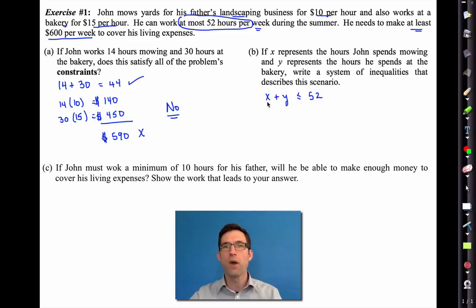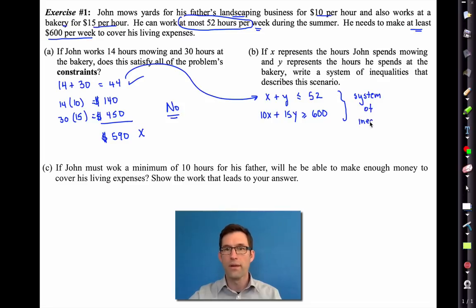So when I add the hours that he spends mowing to the hours he spends baking, that's got to be less than or equal to 52 hours. That's the equivalent of this condition. Now, how about this? X represents the number of hours mowing, so 10 times X will represent the amount of money he makes mowing. Then if I add to that $15 per hour times the number of hours he spends at the bakery, that's got to be greater than or equal to 600. This is what's known as a system of inequalities.